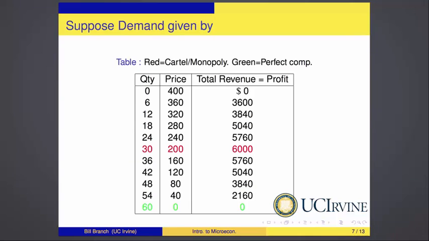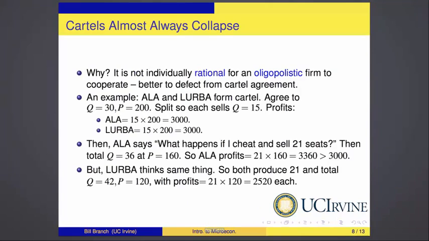And then the market outcome would be the same as if the market was a monopoly. Okay, the only problem with this is that cartels almost always collapse. So a cartel is asking these two firms to get together and cooperate, because it's in their mutual best interest to do so. They're better off if they can both agree to behave as if they're monopolists. The problem is, it is often not individually rational for one of these oligopolistic firms to cooperate. It's better to cheat on the agreement.